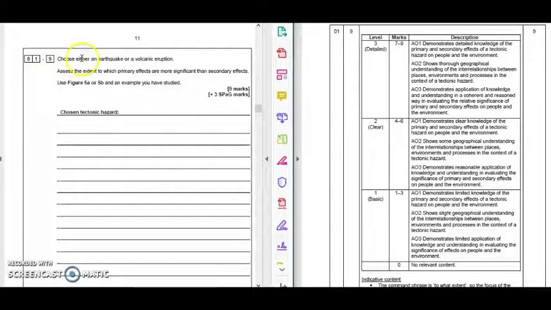1.9, choose either an earthquake or a volcanic eruption. Assess the extent to which primary effects are more significant than secondary effects. Use figure 5A or 5B and an example you have studied. So your first 9 marker will always have the +3 spelling, punctuation and grammar marks as well. So take time on this question because it's worth an awful lot. But a lot to break down from this question.